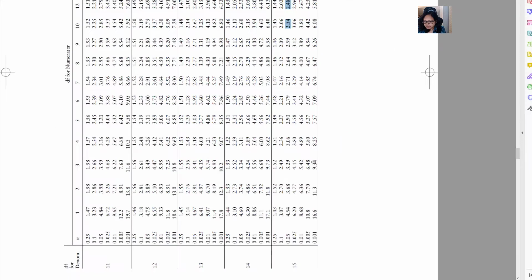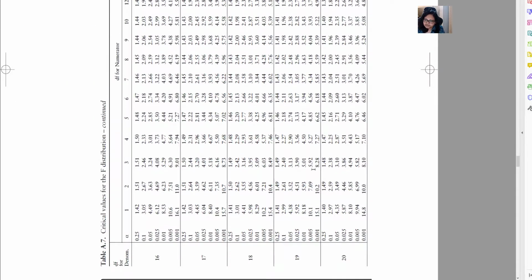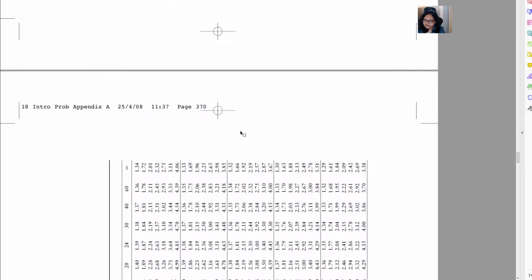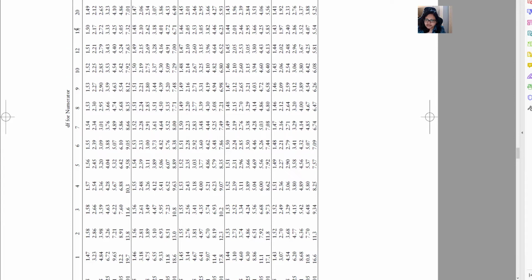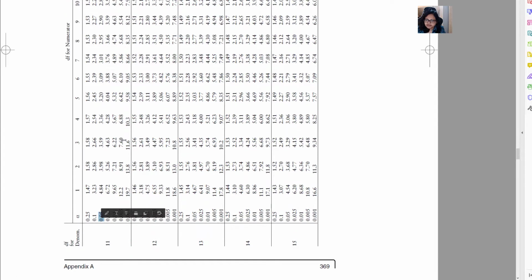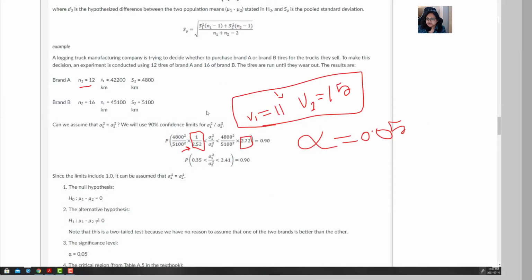You have to go back to the table and then find out where we have the 15 here and then 11 on the other side. Maybe you have to go to the playlist. Okay, so 15 here and then 11 and then 0.05. So for that we see that it is 2.72. So that's what we used. So then we found that this is between 0.35 and 2.41.